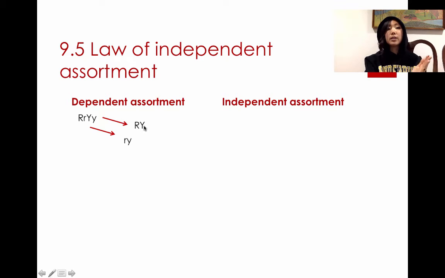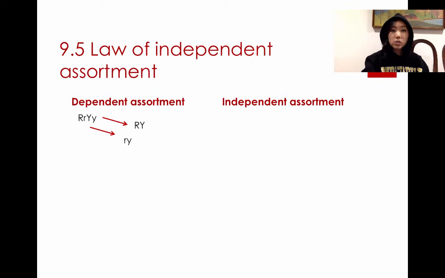It would have to be yellow and smooth. So this would be one of the sex cells, or they could both be recessive. So if one of the traits was recessive, the other one would definitely have to be recessive. So you see how one trait is affecting the other trait.